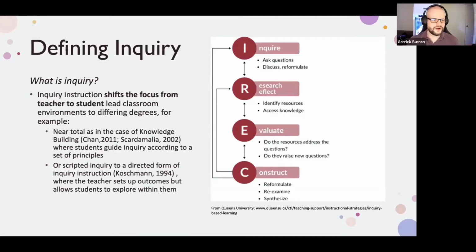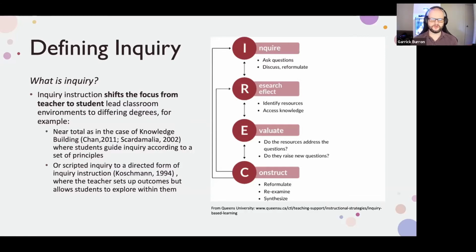Hi. So inquiry, we'll talk a little bit about defining it first. So inquiry is a little strange in that it can be quite broad in the way that it exists, both within the learning sciences, but also in overall classroom practices.